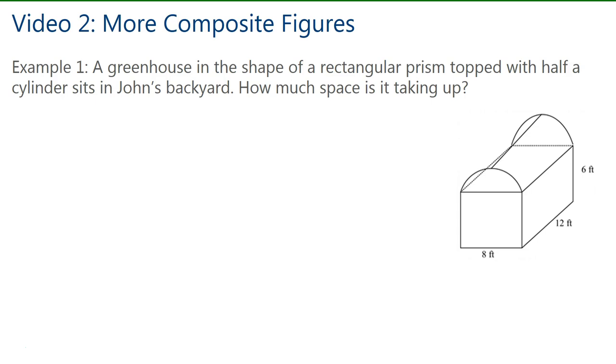So example 1. A greenhouse in the shape of a rectangular prism, topped with half of a cylinder, sits in John's backyard. How much space is it taking up? So here we're essentially looking for the volume of the greenhouse. So let's start by determining the volume of the rectangular prism.